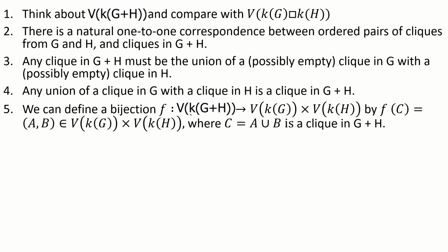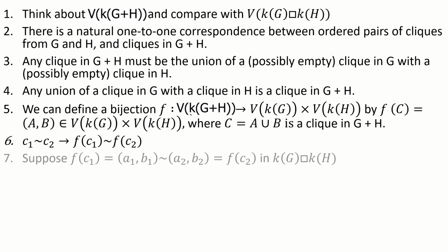Altogether, we can now say that if two cliques are adjacent in the simplex graph of the join of G and H, then their images are adjacent in the Cartesian product of the simplex graphs of G and H. What about the other direction? If the images of C sub 1 and C sub 2 are adjacent in the product of the simplex graphs, is it true that C sub 1 and C sub 2 are adjacent in the simplex graph of the join?